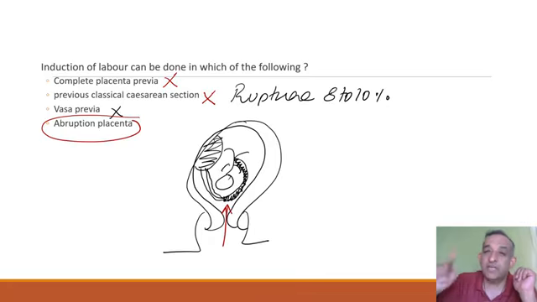In abruption, we deliver. How do we deliver? We do an ARM, start oxytocin, and that will enhance the chances of a normal delivery. Of course, with an abruption, if there's a fetal distress, go ahead and do a cesarean section for fetal indications. There can be maternal indications also. If she's losing too much blood and if she's getting hemodynamically unstable, then we'll have to go ahead and do a cesarean section. Otherwise, abruption by itself is not an indication of a cesarean section.